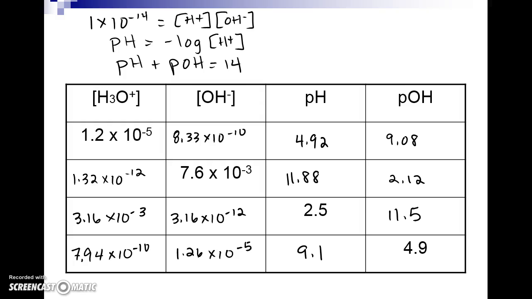Okay, here's the answers. Check your answers, make sure you did them correctly, and if you have any problems or have any questions, make sure you ask me in class so we can be sure to figure out what your problem is.